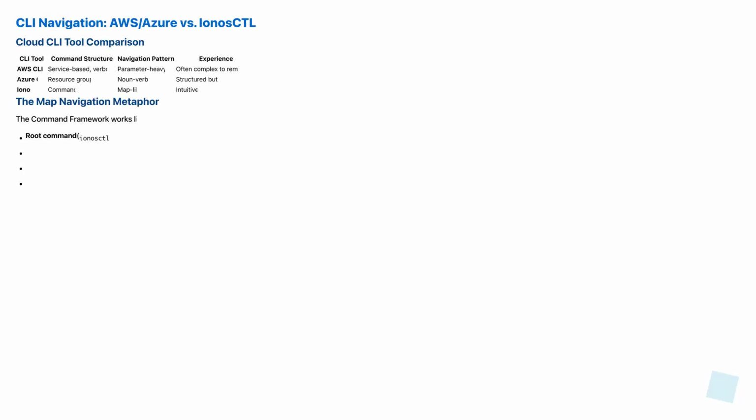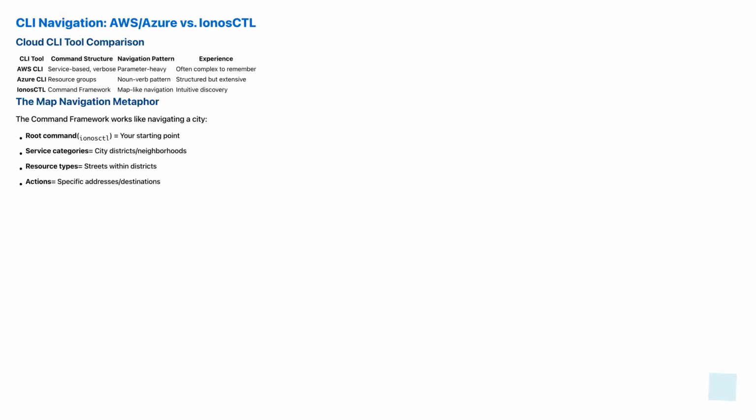Great question, Jordan. At its core, Ionosctl is built around what we call the command framework. Think of it like a map for navigating a new city. Just as you'd have districts, streets, and specific addresses, Ionosctl organizes commands in a logical tree structure. It's actually quite similar to AWS CLI in some ways, but I find it more intuitive. One thing I really appreciate about it is how consistent the patterns are across different resource types.